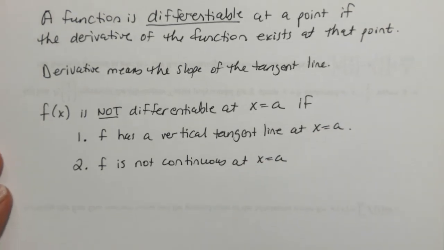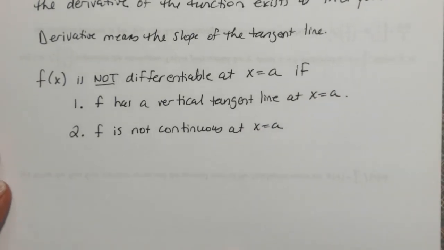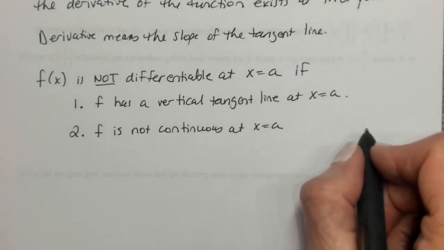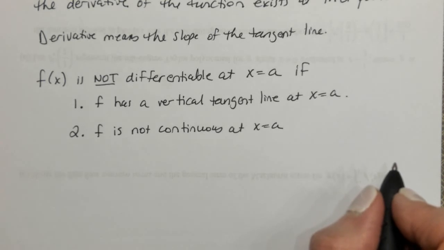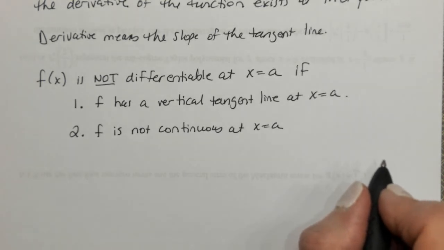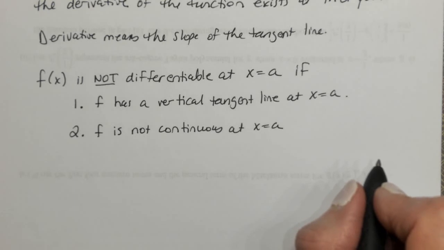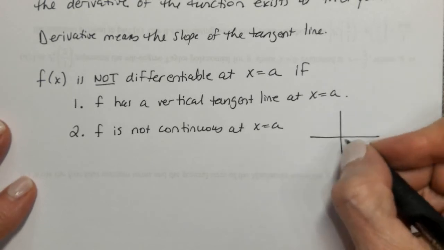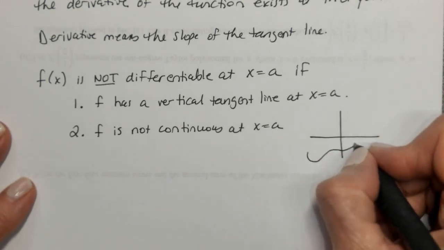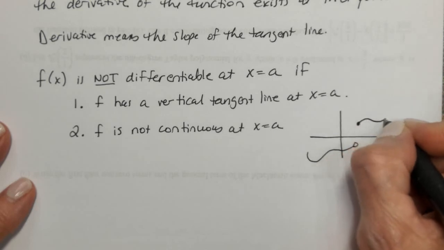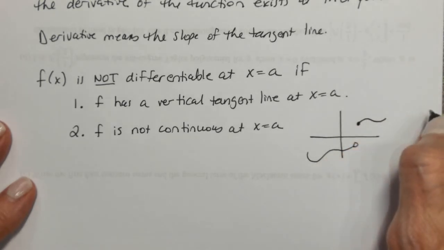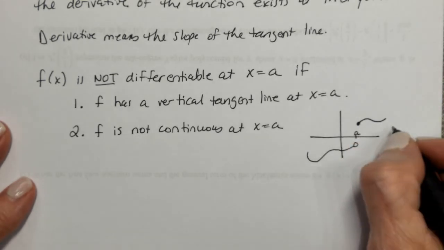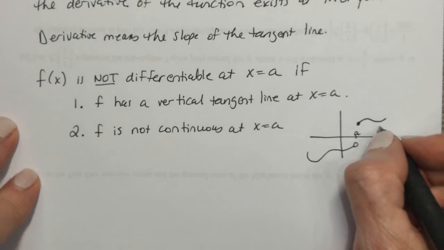That would make f not differentiable because it's not even continuous. Maybe it has a hole at x equals a. Maybe it has a vertical asymptote at x equals a. Maybe it has a jump discontinuity at x equals a. So I'll graph that for you. If f has a jump or a hole or a vertical asymptote, then f is not continuous at x equals a. f is not differentiable at x equals a.